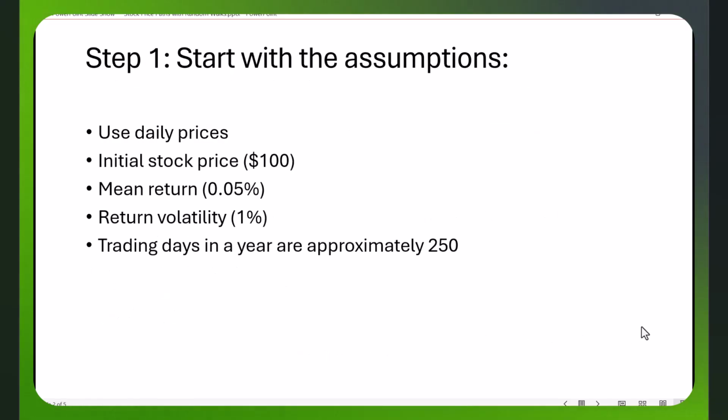So let's start with some assumptions. We're going to use daily prices. We could easily do this with monthly or weekly as well. We're going to assume that the stock price begins at $100, that the mean return is 0.05%. Remember, these are daily returns. Return volatility is 1%. I'm going to assume there are about 250 trading days in a year.